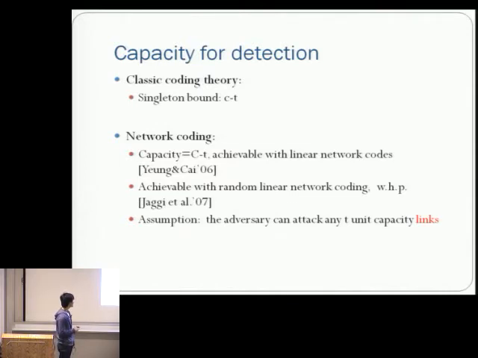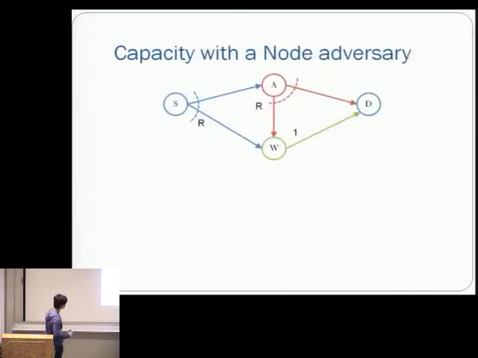However, both of these works consider a very conservative model of the adversaries. They assume that the adversary can attack any T unit capacity links in the network. But in reality, most of the time in an ad hoc network or distributed system, it's a node being attacked by the adversary, and the adversary can control all the outgoing links of that compromised node. So it's more practical and very interesting to look at the capacity with node adversaries.